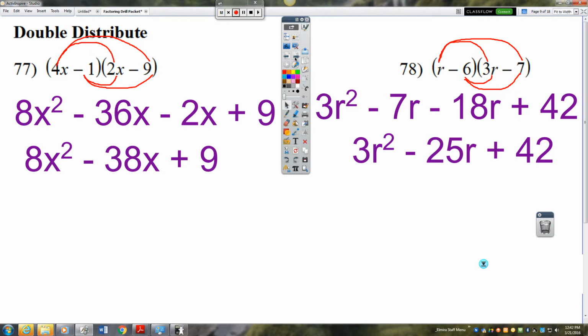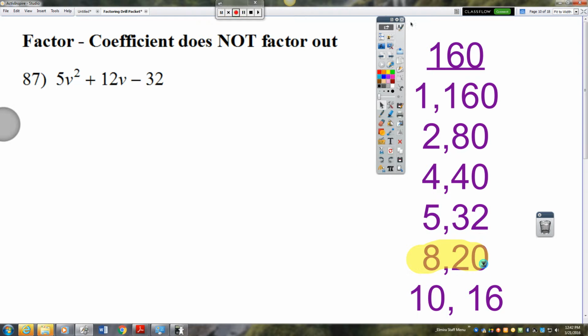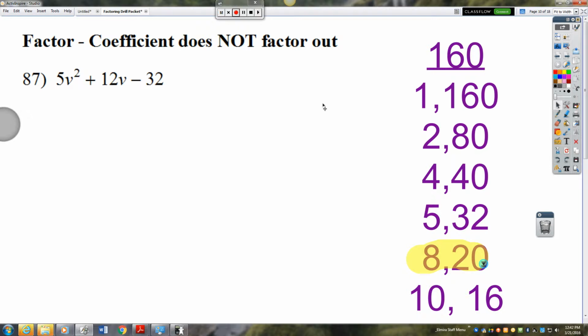Okay, going on to the next page. The next page is factoring. So in part 1, we wanted to factor the 5 out so that we could just have basic factoring left. However, 12 and 32 don't divide by 5, so that's not going to work this time. So we have our long method. 5 times 32 is 160. And we list out all the factors of 160.